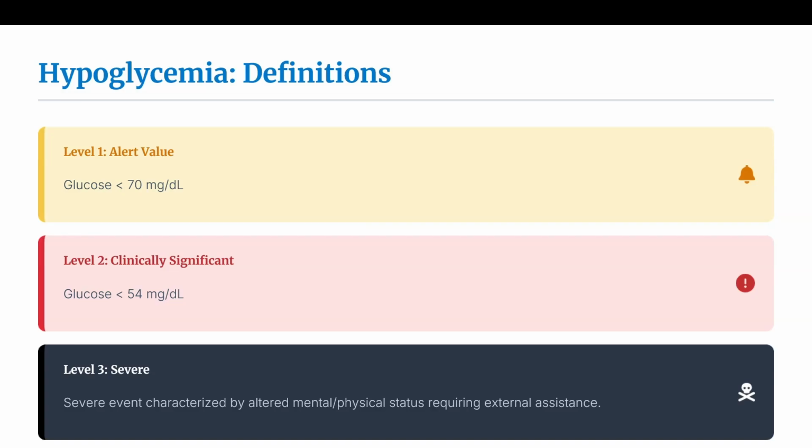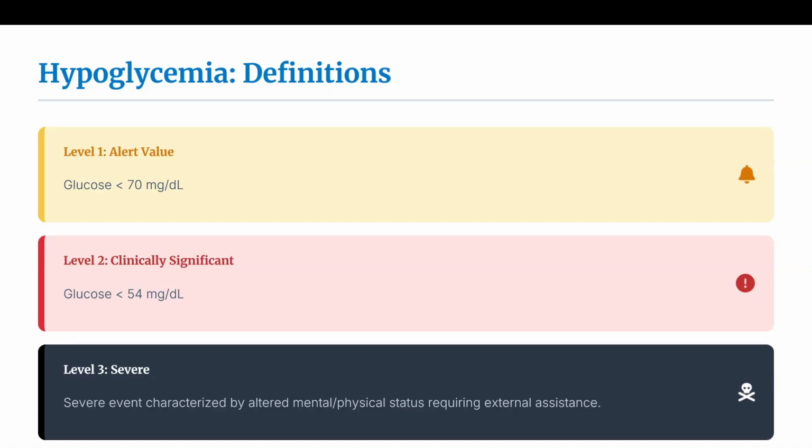So for hypoglycemia, we have to monitor very carefully, as it is more dangerous than hyperglycemia. Hypoglycemia has a more detrimental effect and causes poor prognosis of whatever illness the patient has. Hence it is of utmost importance to prevent hypoglycemia in ward or ICU admitted patients. The alert value is glucose less than 70 milligram per deciliter, called hypoglycemia. Clinically significant if glucose is less than 54 milligram per deciliter.